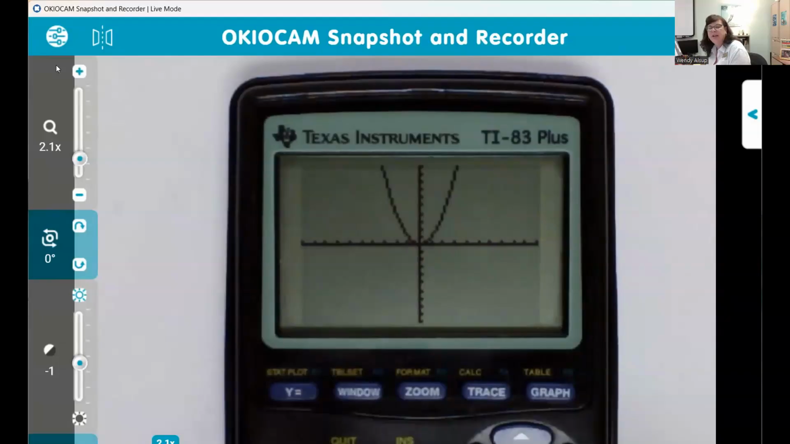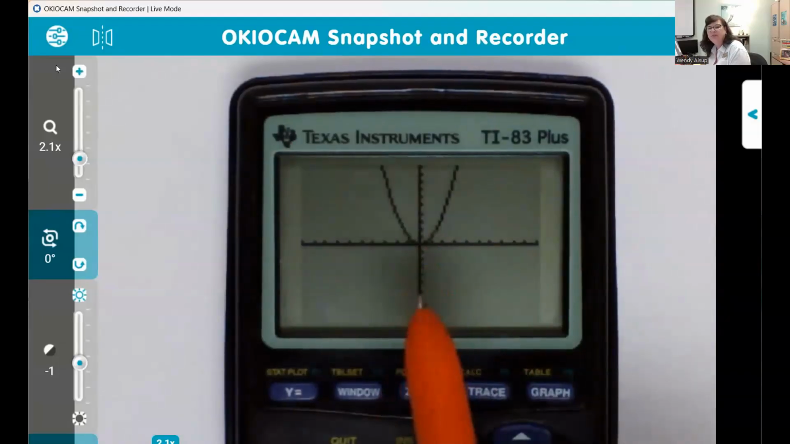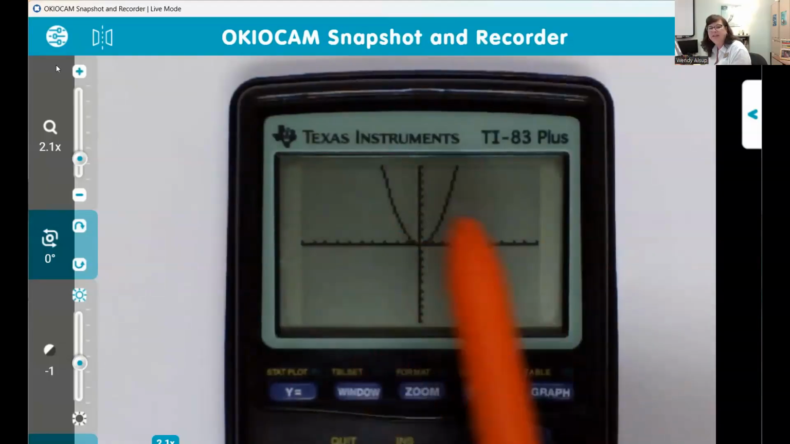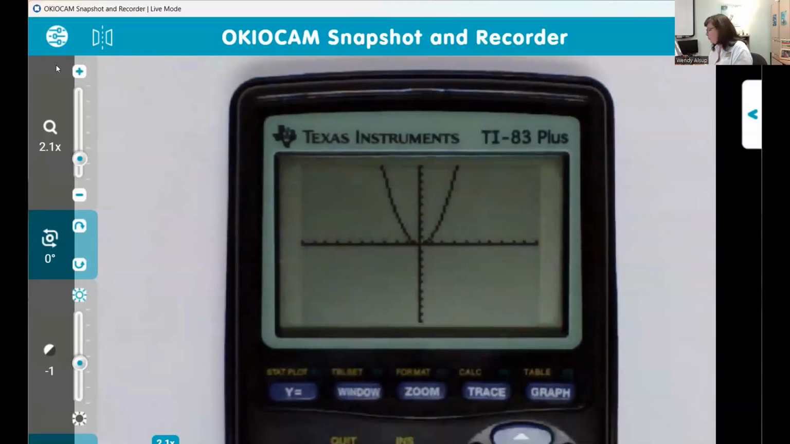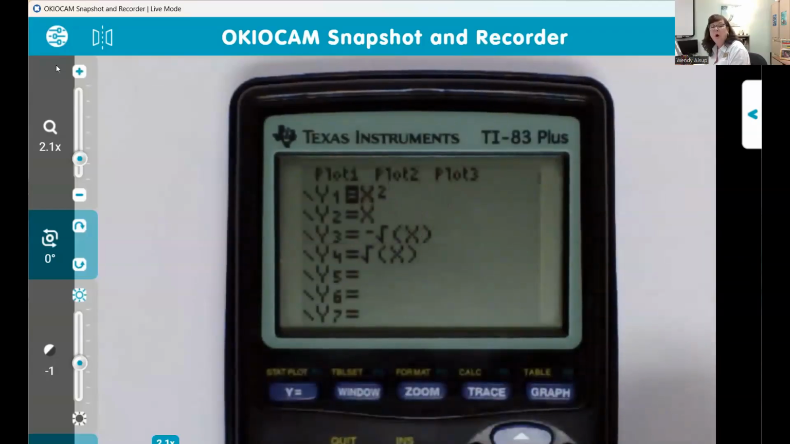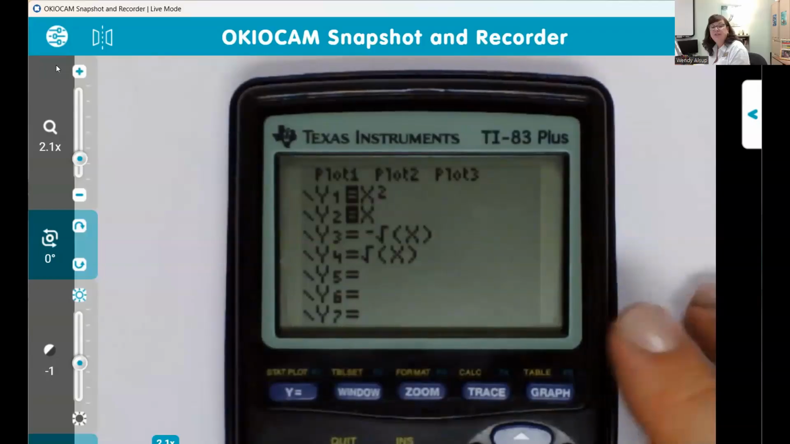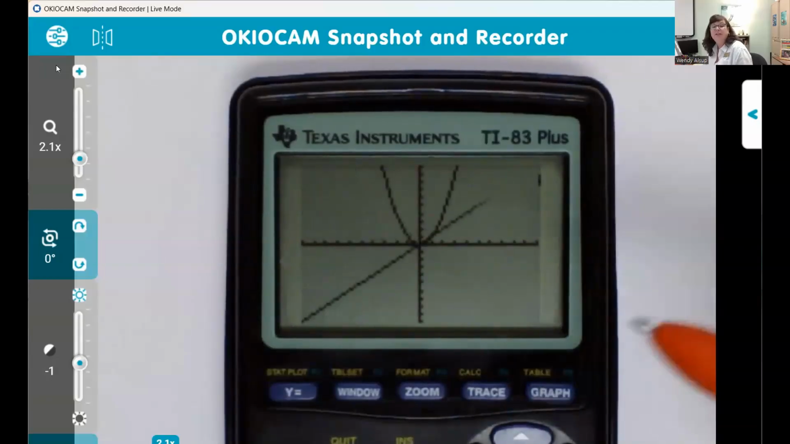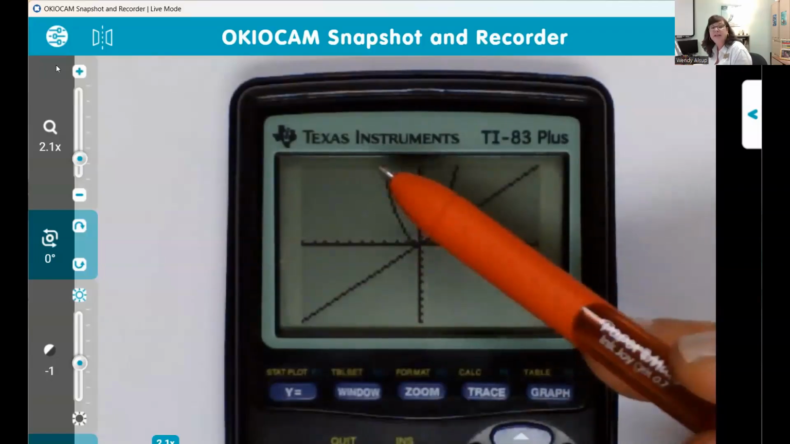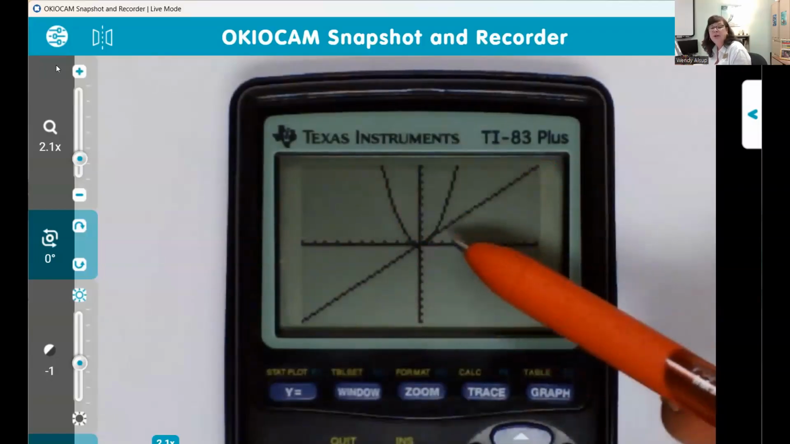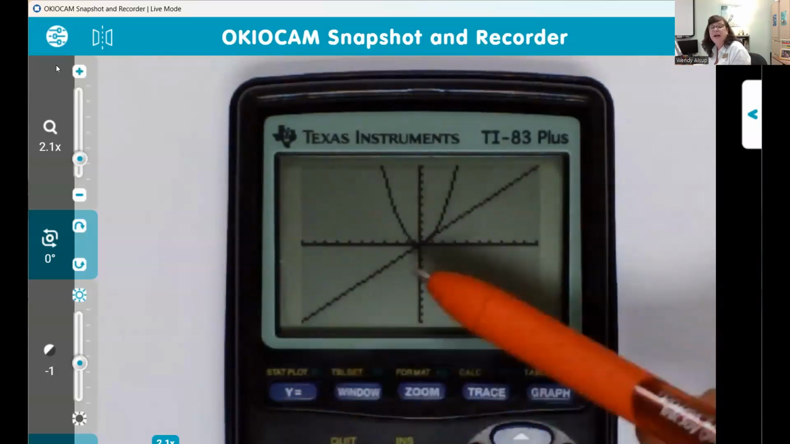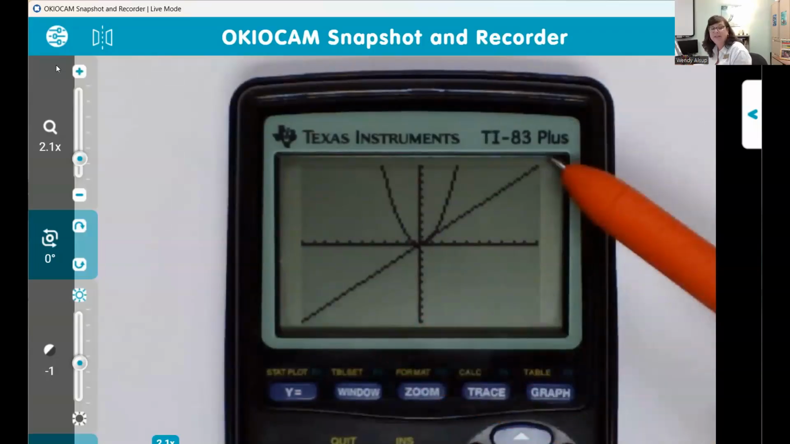So we're going to talk about what kind of functions need to pass not just a vertical line test, but a horizontal line test as well. And here's why: because we're going to do inverses. Remember that inverses are functions that are reflected across the line y equals x. That's what the graph looks like. So the inverse of this function will flip the x's and the y's, and it'll be a reflection across the line y equals x.